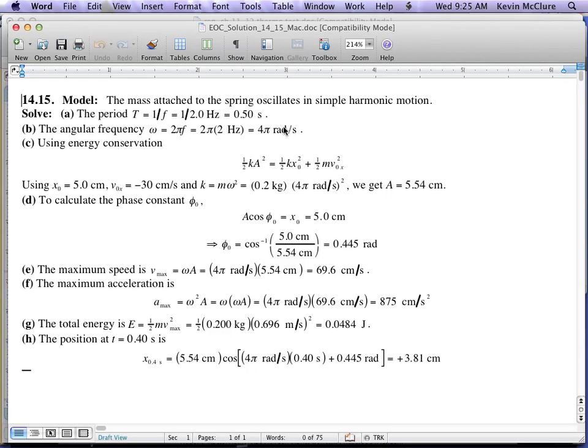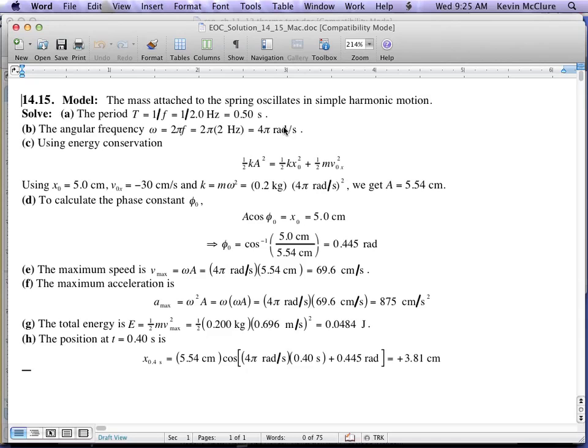All right, then for E, the maximum speed, we already know that's omega A, right? Omega times the amplitude. Do you remember we did that the other day, or yesterday? And then I think we used this when we were doing the period of a pendulum. I don't know, one of the two. Yeah, the period of a pendulum, we used this truth. And do we see why this is Vmax?